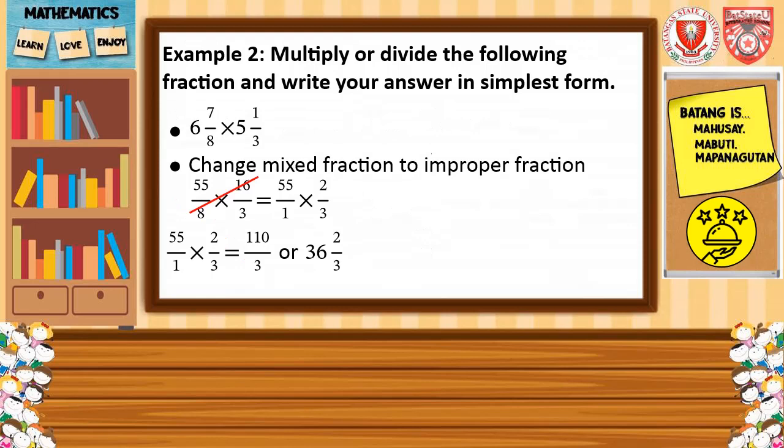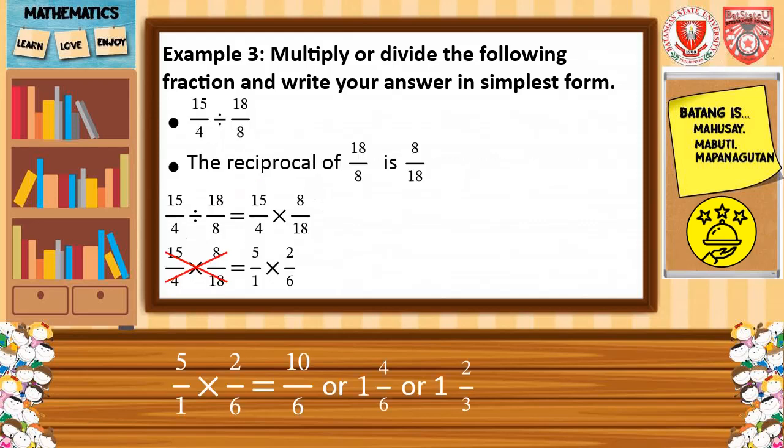Another example, we have 6 and 7/8 times 5 and 1/3. So we have the given mixed fractions. So we're going to change the mixed fractions to improper fractions. So we have 55 over 8 times 16 over 3, which is equal to 55 over 1 times 2 over 3, because we have 8 and 16, cancel 8 and 16, so we have 2. Then 55 times 2 is 110, then 1 times 3 is 3, so 110 divided by 3 is equal to 36 and 2 thirds.